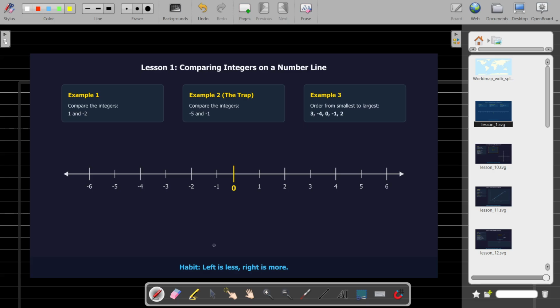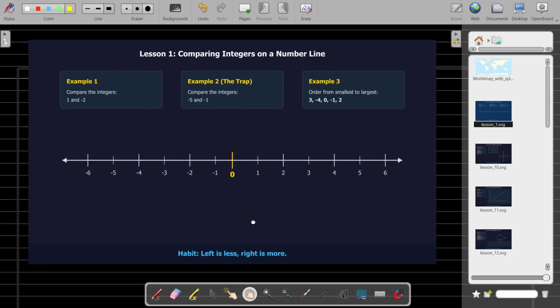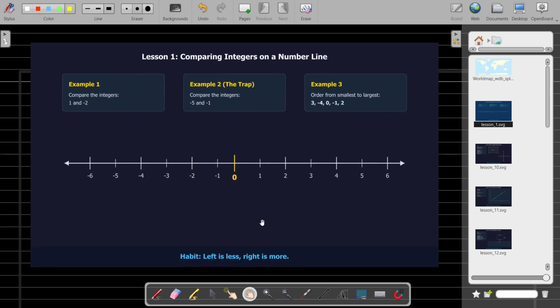Here is the absolute first habit that I want you to build. Say it with me. Left is less, right is more. Say it again. Left is less, right is more. Any number further to the right on this line is greater. Any number further to the left is smaller. This rule will never fail you. Memorize it. It's only 6 words. It's going to be very easy for you.